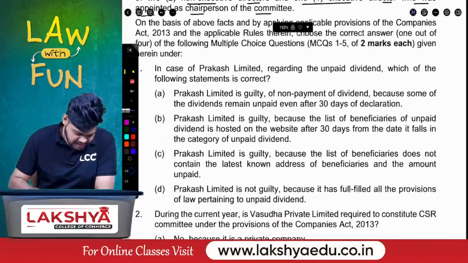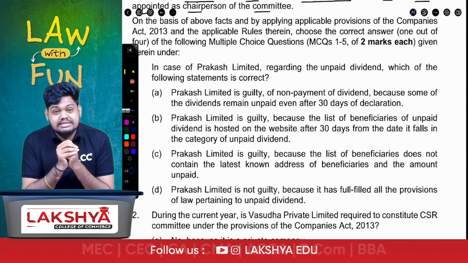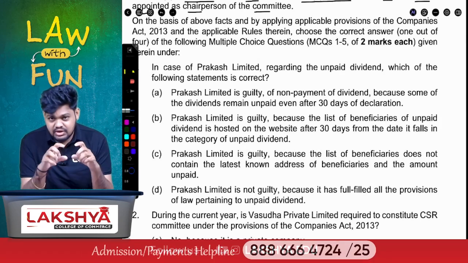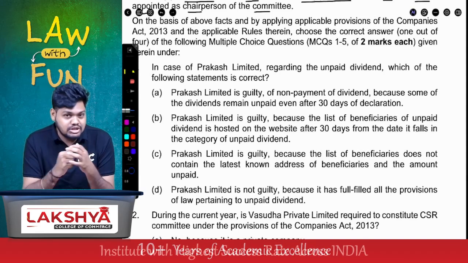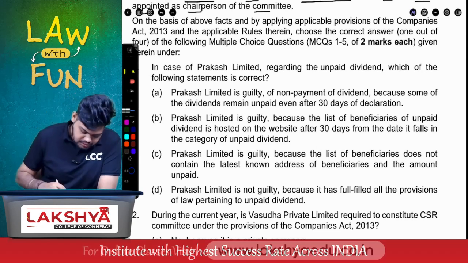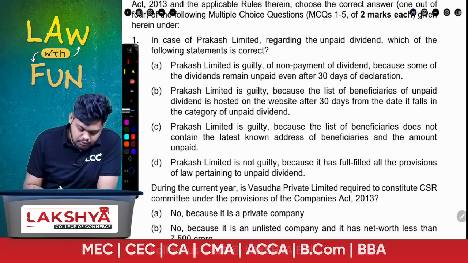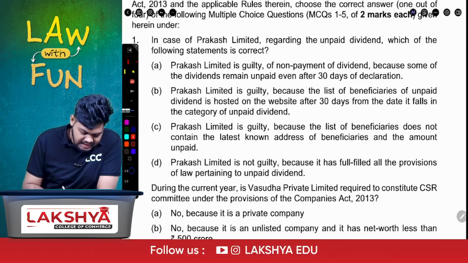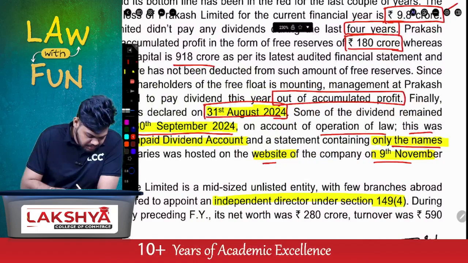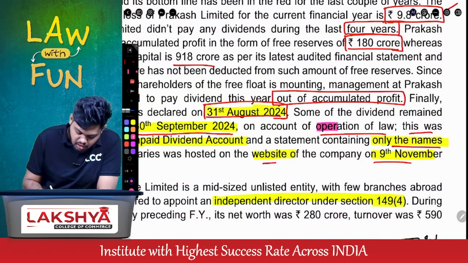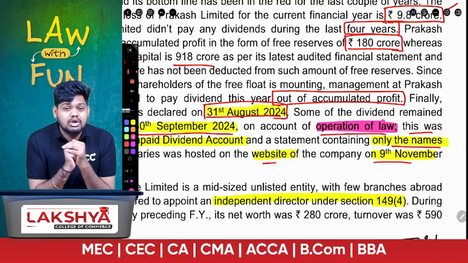So coming to the first question they have given, in case of Prakash Limited regarding the unpaid dividend, which of the following statements is correct? So they have not given a question, they are only asking whether the statements given in the options are correct or not. Let's start the elimination procedure whenever this type of question is asked. Let's start from the beginning here. Prakash Limited is guilty of non-payment of dividend because some of the dividend remained unpaid even after 30 days of declaration. If you go back to the question, the dividend was not paid due to operation of law, which is one of the exceptions for penalties under section 127.